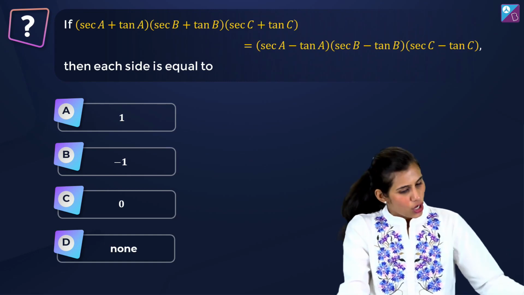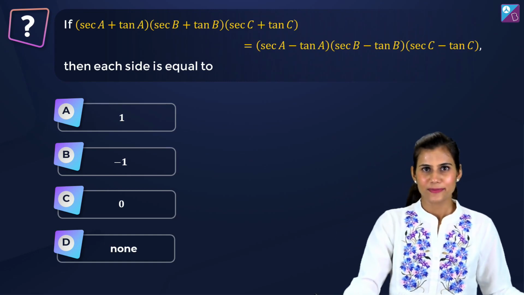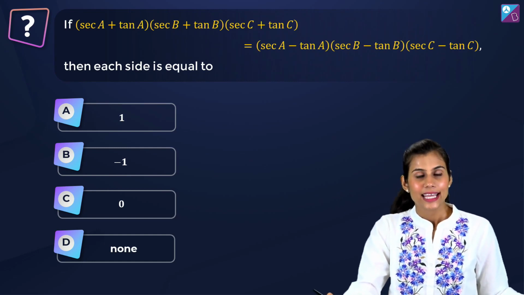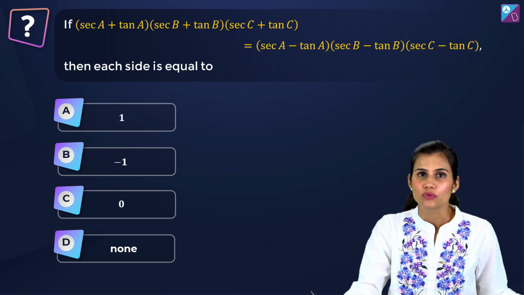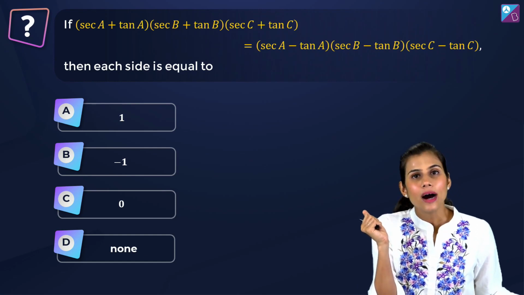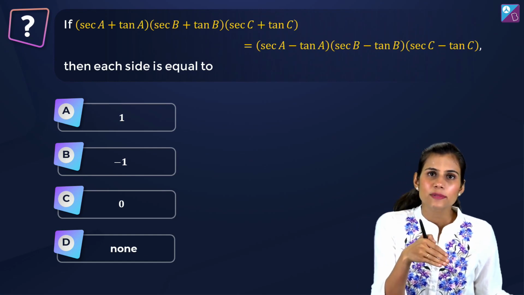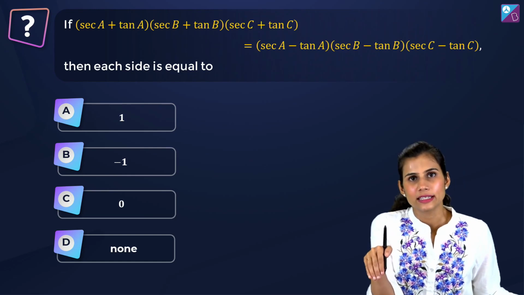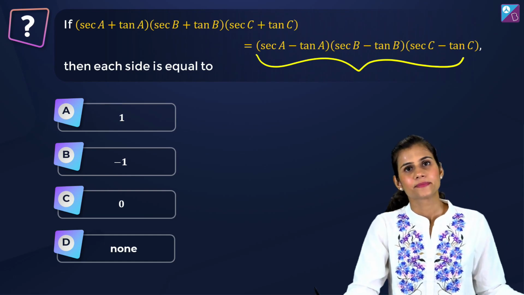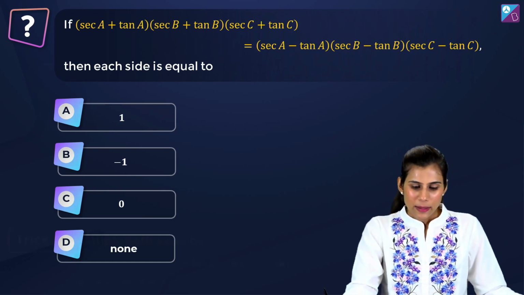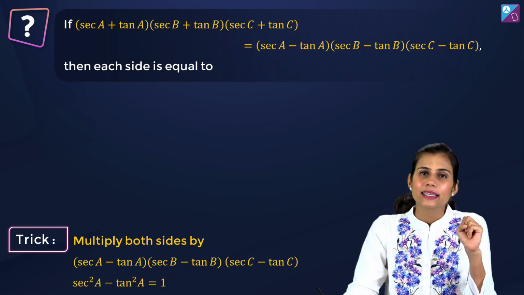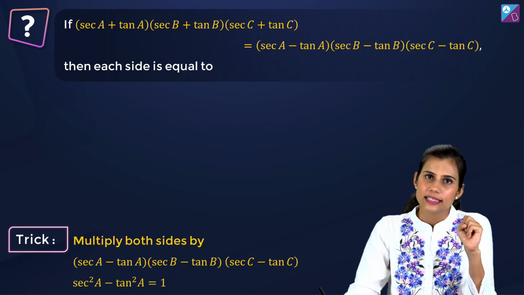I want to find out what exactly is the precise value for which LHS is equal to RHS. Now in such questions, carefully look at the equation given to you. What you do is multiply both sides of the equation by either the complete left hand side expression or the complete right hand side expression. So I'm going to choose to multiply with the right hand side expression. Multiply both sides by sec A minus tan A into sec B minus tan B into sec C minus tan C.